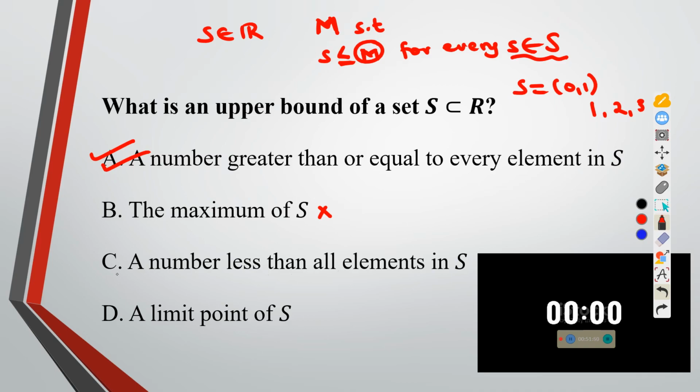A number less than all elements, this is not true. A limit point of S, this is not necessarily true, because when you have a limit point of this set, it means that every neighborhood of that limit point will contain infinitely many points of S. So this might not necessarily be an upper bound. An upper bound should be that element that is greater than or equal to elements in S. As we have seen, 1 can be an upper bound, but 2 can also be, 3 can also be. So that will be an upper bound.